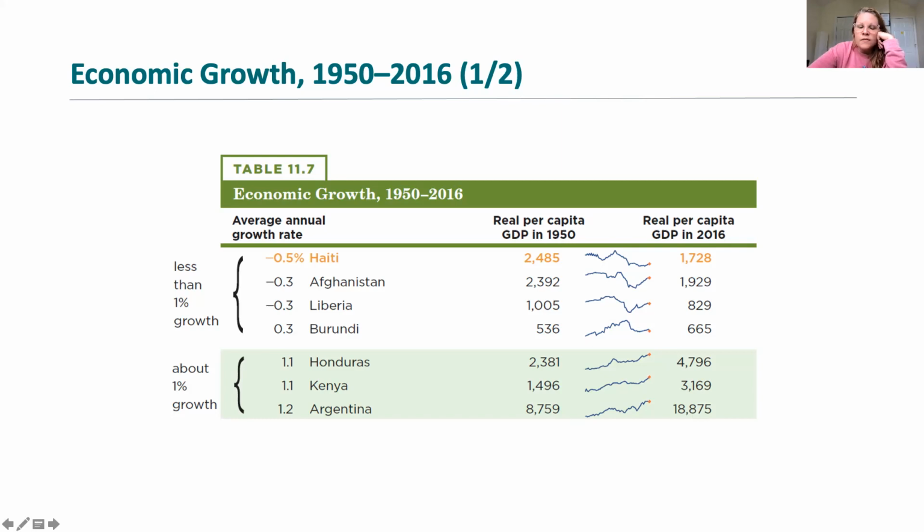So the rule of 70 is kind of like a good gauge for how long it would be to double your gross income per capita in a country.